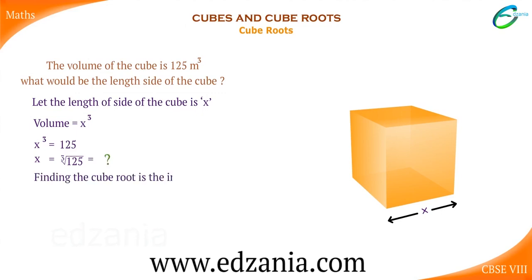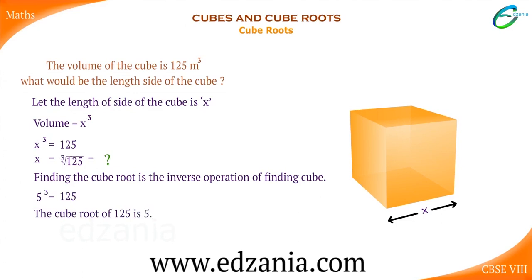Finding the cube root is the inverse operation of finding cube. 125 can be written as 5 cube. So we say that the cube root of 125 is 5. Therefore, cube root of 125 is equal to 5. This symbol denotes cube root.